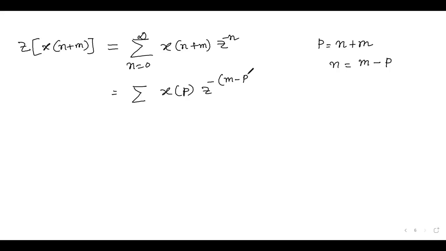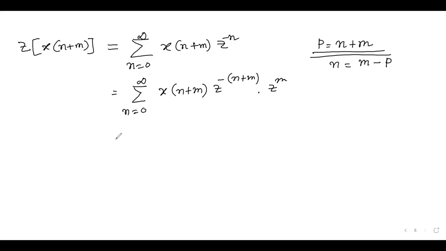Did I make any mistake? Tell me if I made any mistake. Is there any difficulty understanding? Sir, the limit of the summation. Yes, I am giving it, wait, I will give that. If this is a problem, then let me take another approach. If you feel it is a problem, don't worry. So you can write this as x(n plus m) z to the power minus (n plus m) into z to the power m. Okay? Is that fine? Yes sir. This is n equal to 0 to infinity. Now put this. So that means this is summation x(p) z to the power minus p, and z to the power m is constant. It will come out here.